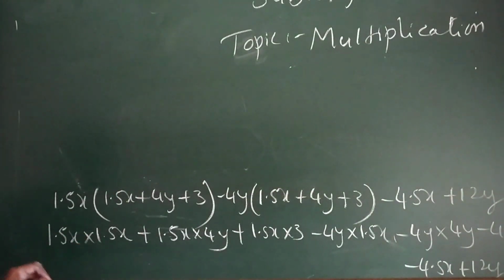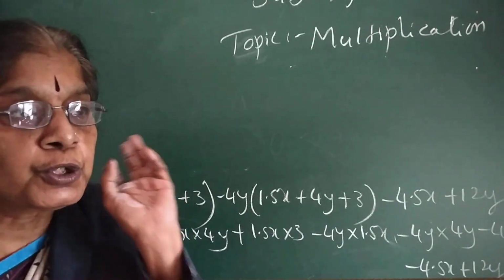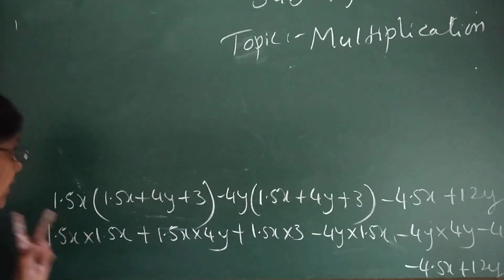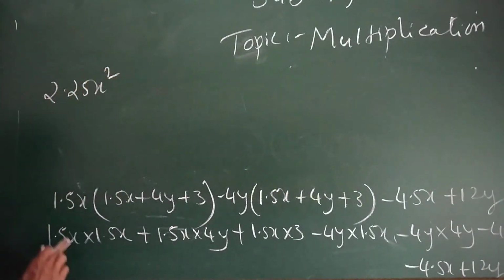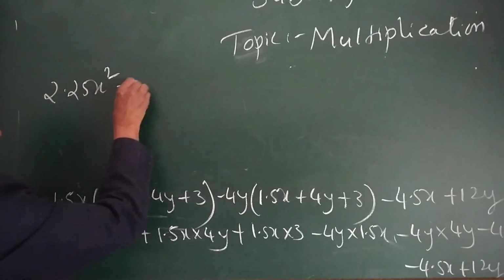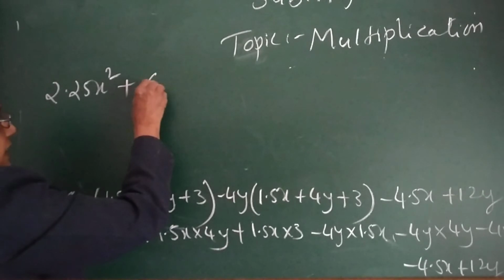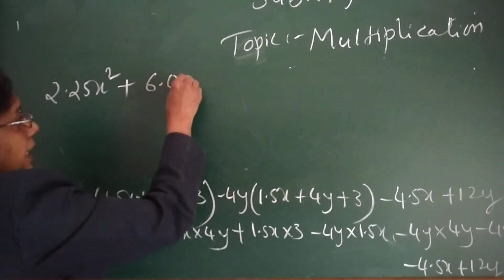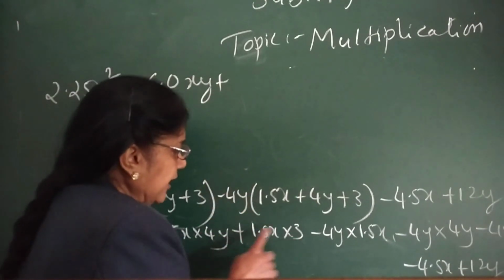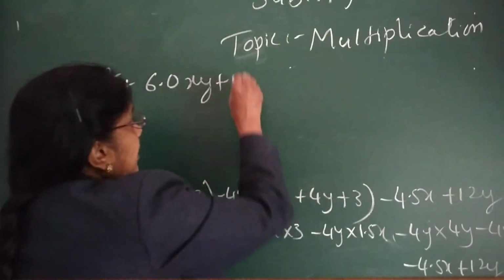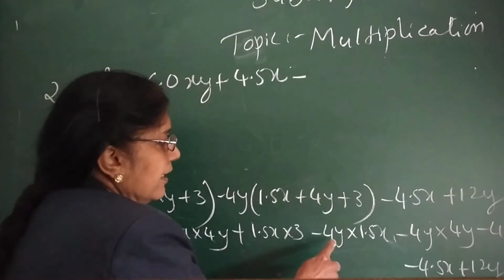1.5 into 1.5. Already you have learned regarding squares. 15 square is how much? 225. How many places of decimal? 2 places of decimal. So 2.25x square, x into x. Plus sign, 1.5 into 4, 15 4s are 60, so 6.0x. Plus sign, 1.5 into 3, 15 3s are 45, 1 place of decimal, plus 4.5x.